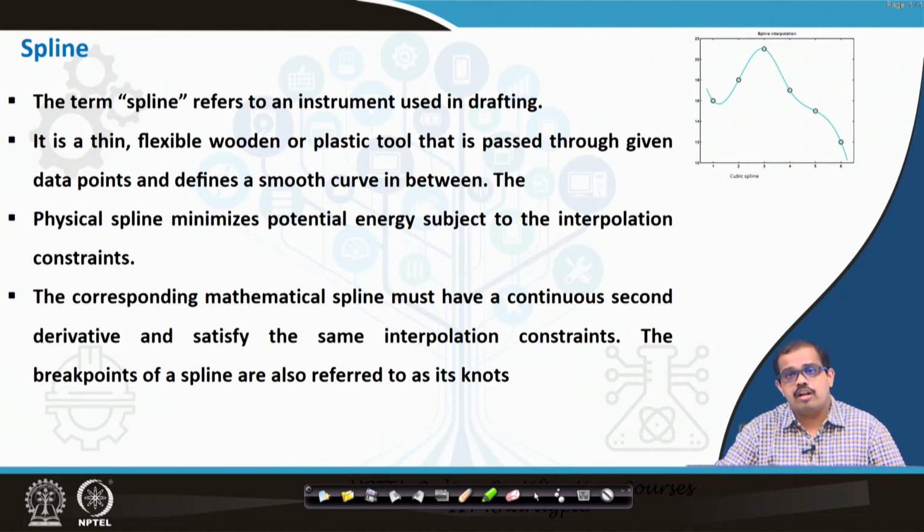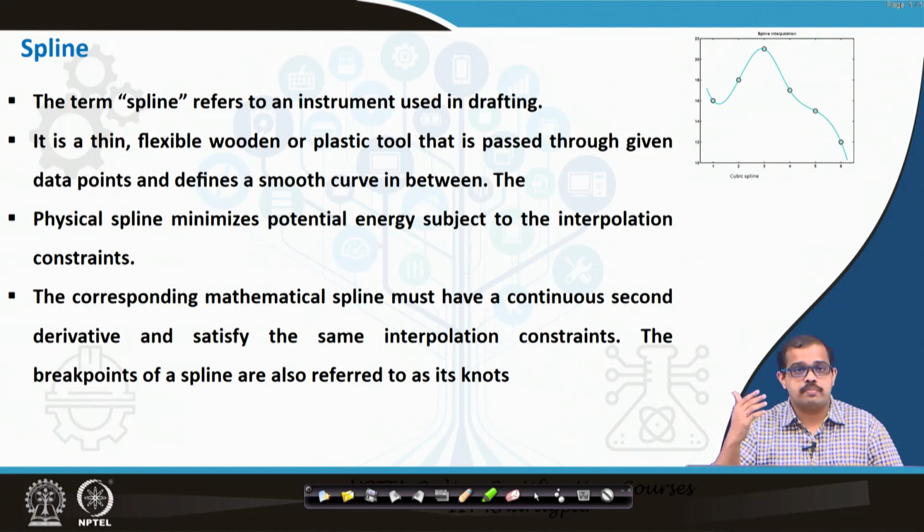Then there is something called spline interpolation. It refers to an instrument normally used in drafting. Many planners use spline interpolation, which is most probably the standard for planning activities. It is a thin flexible wooden or plastic tool that is passed through given data points and defines a smooth curve between them. The physical spline minimizes the potential energy subject to interpolation constraints. The corresponding mathematical spline must have a continuous second derivative and satisfy the same interpolation constraint. So, it uses the second derivative value.